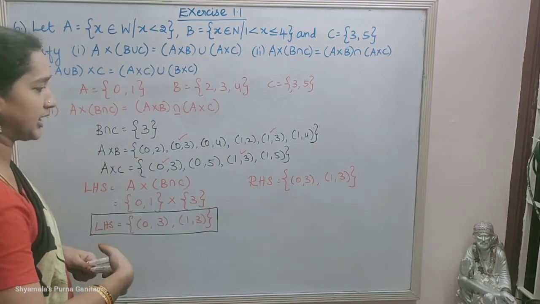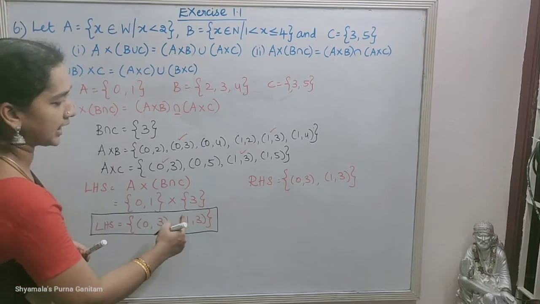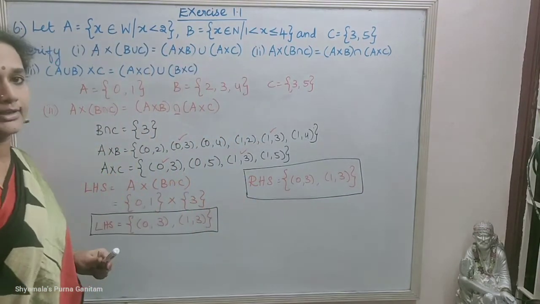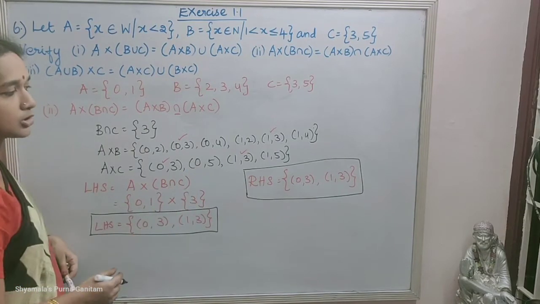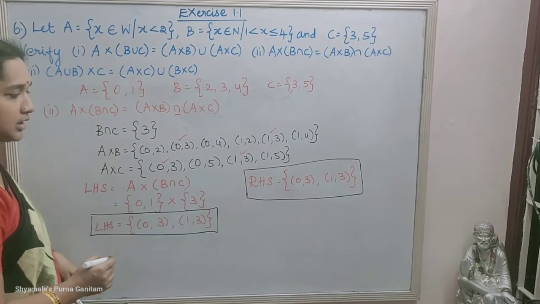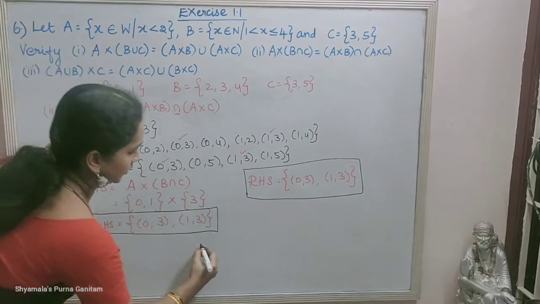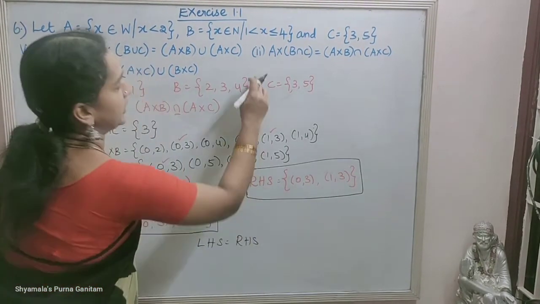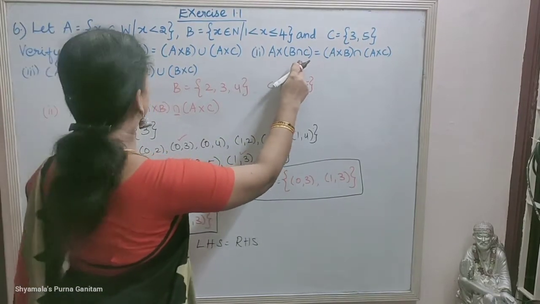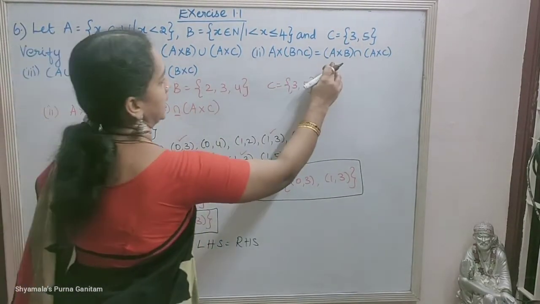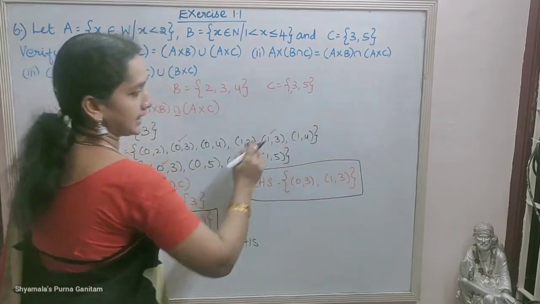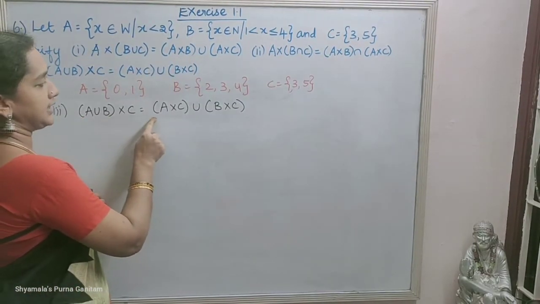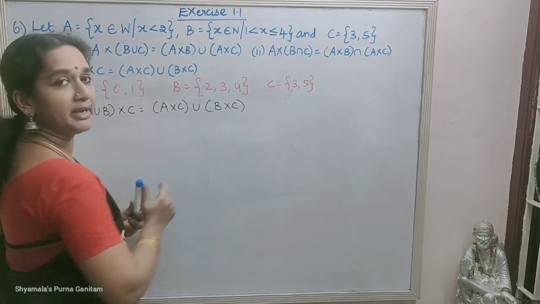What is the LHS value? LHS is (0, 3) and (1, 3). The same thing we are getting for RHS also. So RHS is also (0, 3) and (1, 3). So both are equal. So LHS is equal to RHS. So we have verified that A cross (B intersection C) is equal to (A cross B) intersection (A cross C). Next we will verify (A union B) cross C is equal to (A cross C) union (B cross C).